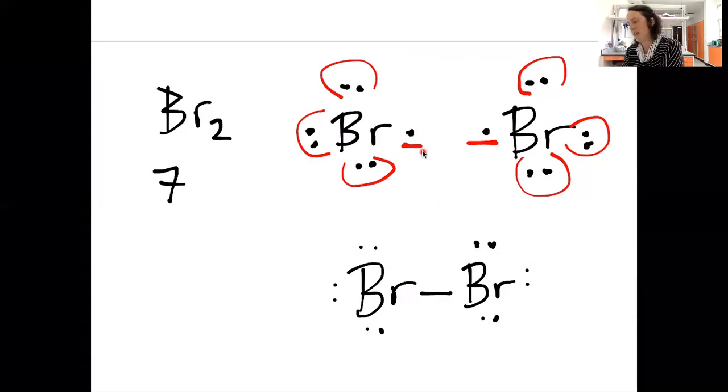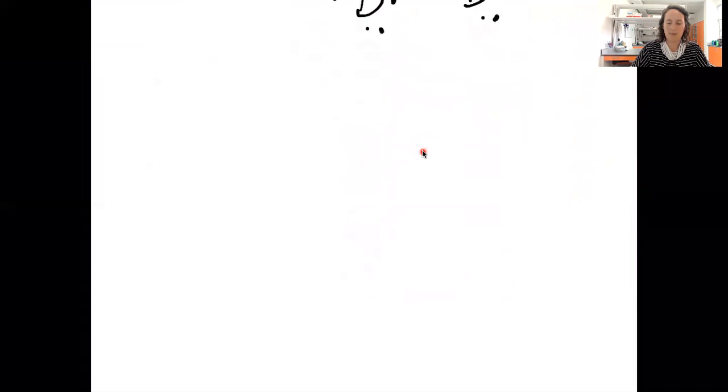Let's do something a little more uppity. I think on the next page, yeah, look at this. So your turn 3.20 on page 92. Now they're asking us to draw hydrogen sulfide, H2S.